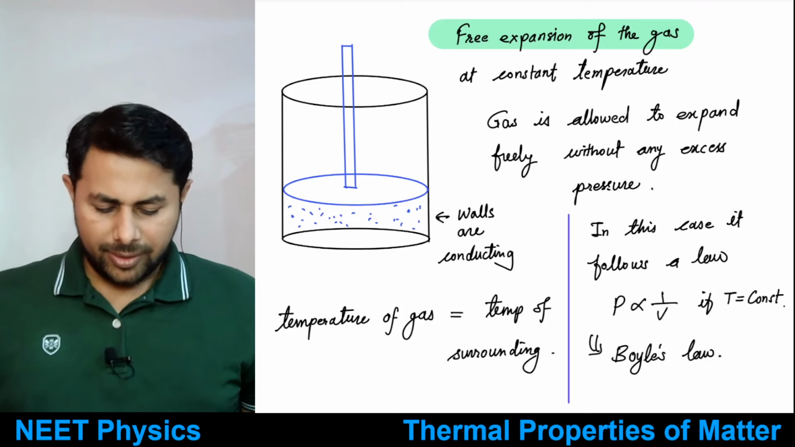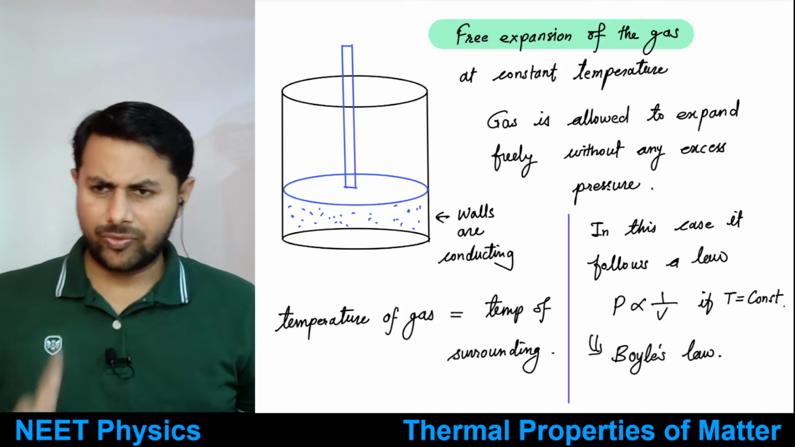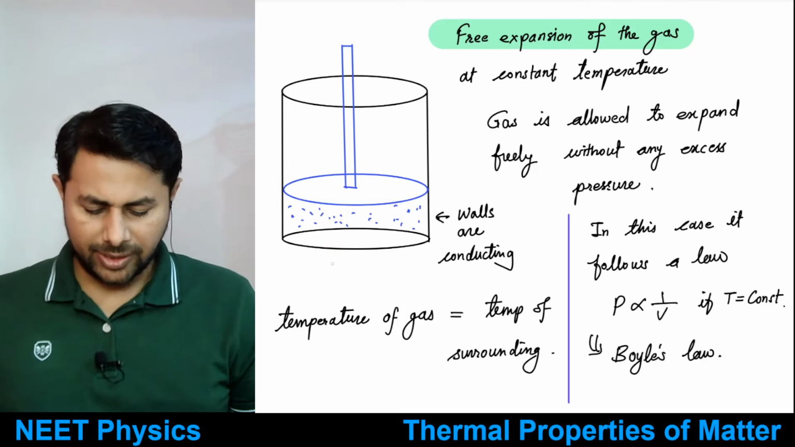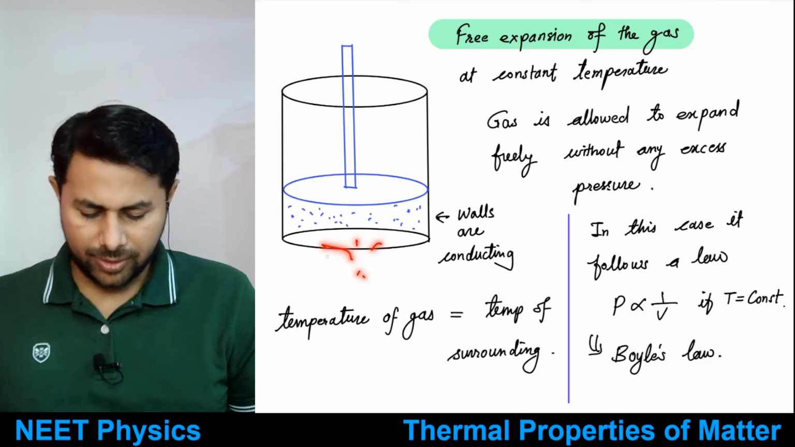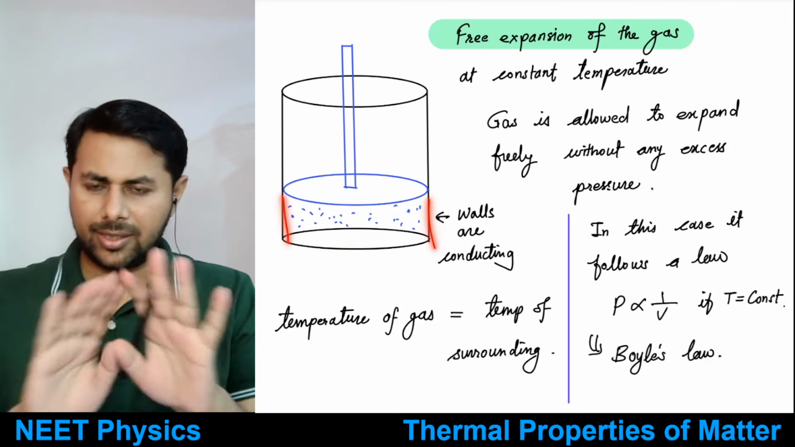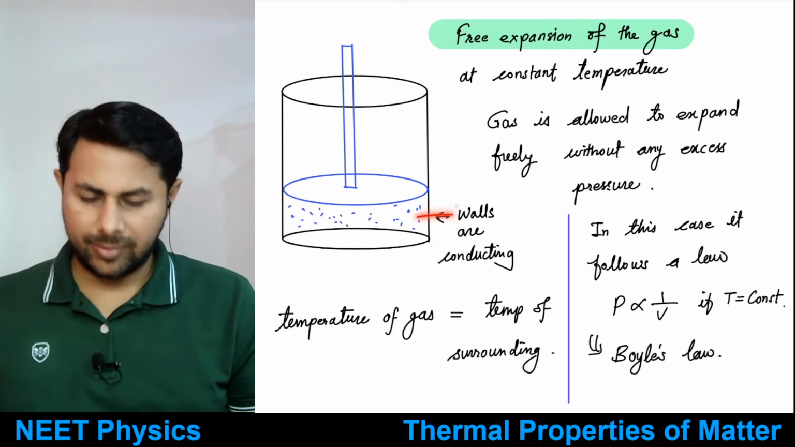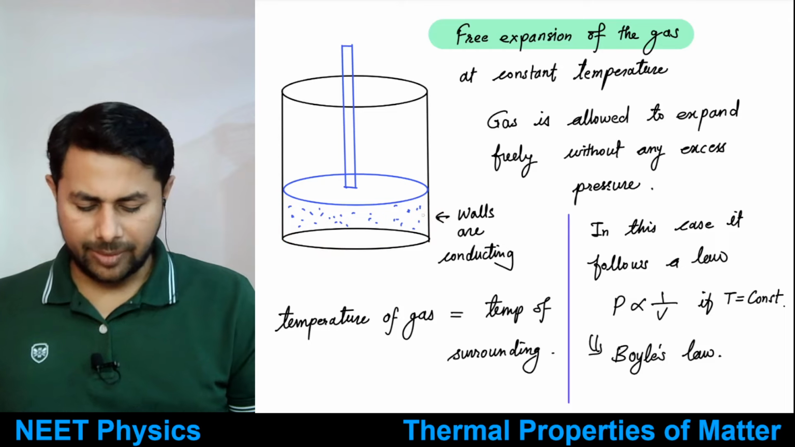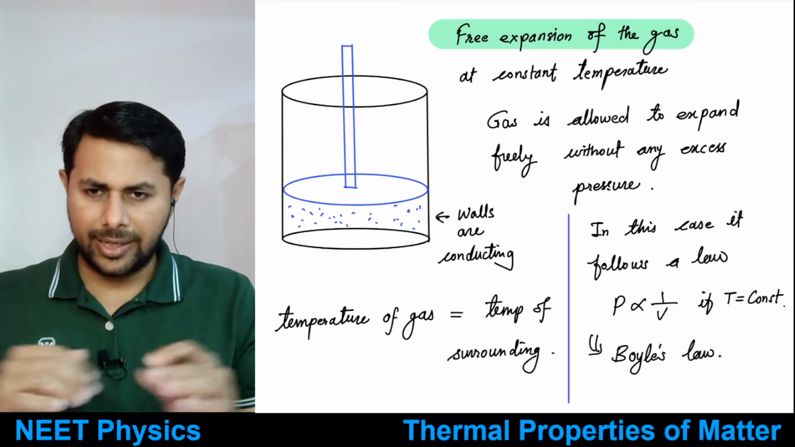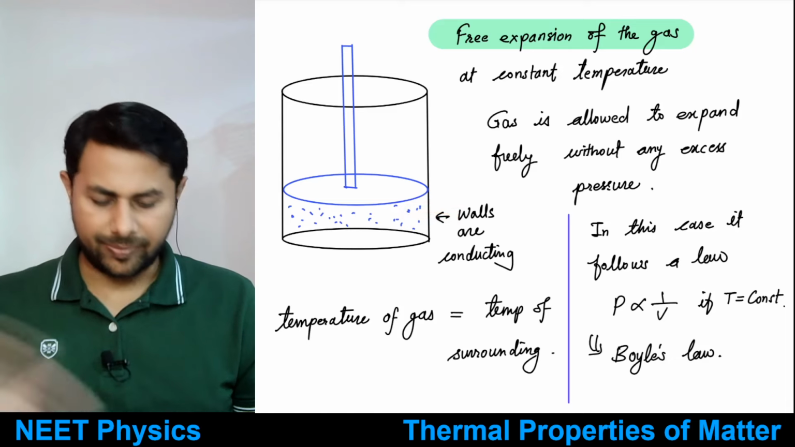So now there are various conditions. One is isothermal expansion. So what is isothermal expansion? Here you provide some heat, but the walls of this container are conducting. If they are conducting, that means if there is some temperature difference, what will happen? The energy will flow, the heat will flow from higher temperature to lower temperature.